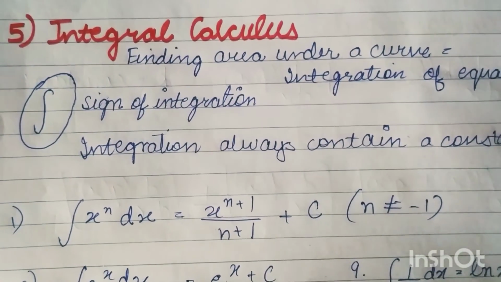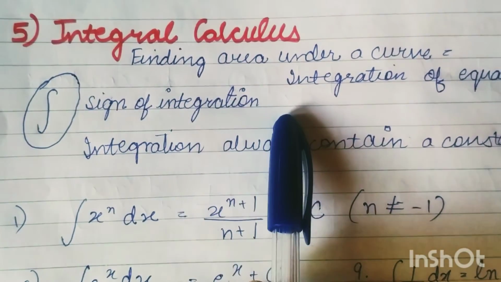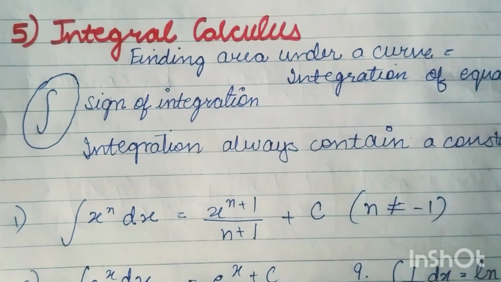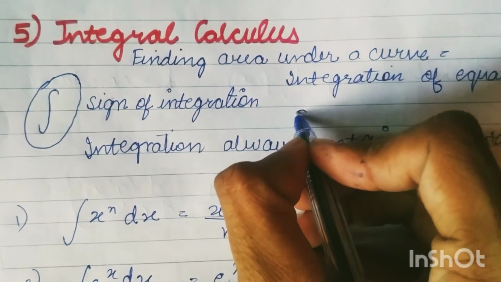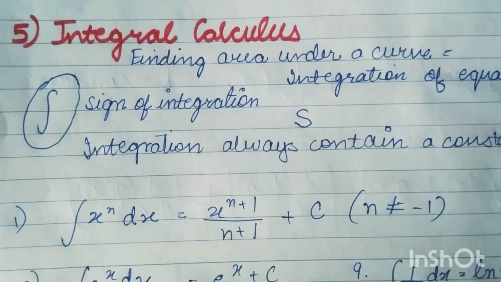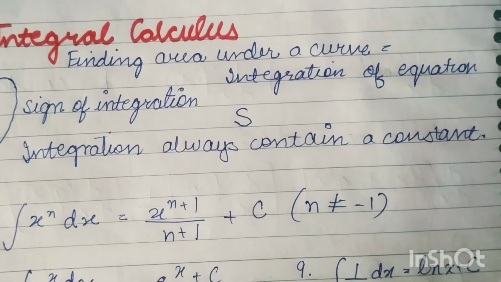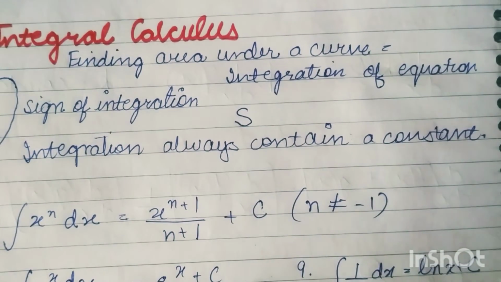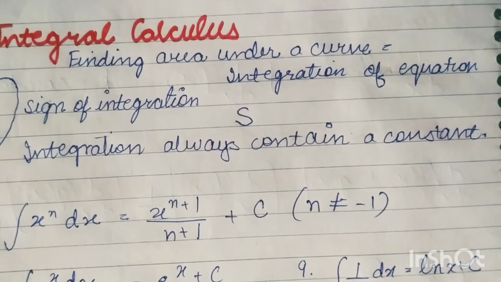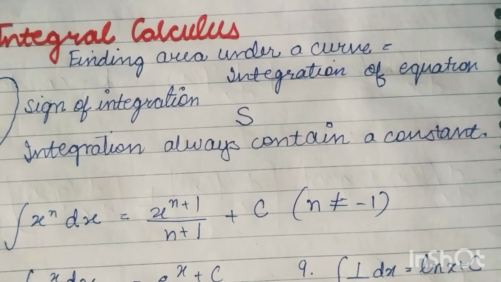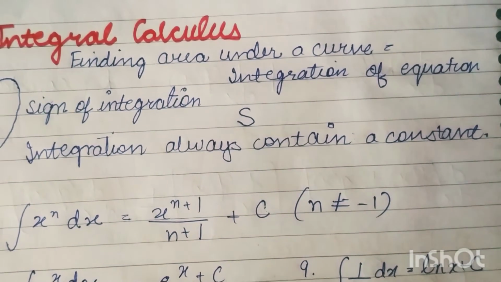This elongated S is known as the sign of integration. Always remember elongated S. If you write a simple S, this is not the sign of integration. This is elongated. And remember one thing, integration always contains a constant. You studied in differentiation that differentiation of a constant is 0, but here we are saying that we need a constant, that is a must. So constant is very important. Coming to the formula for integration.